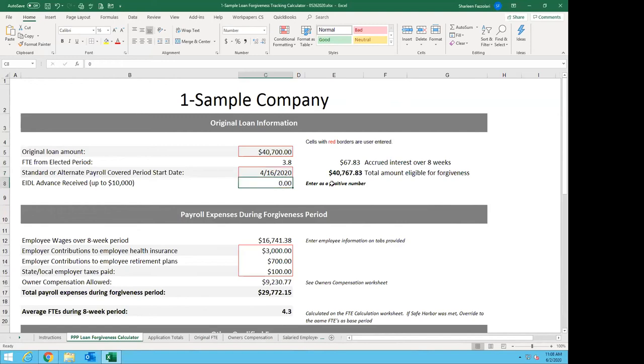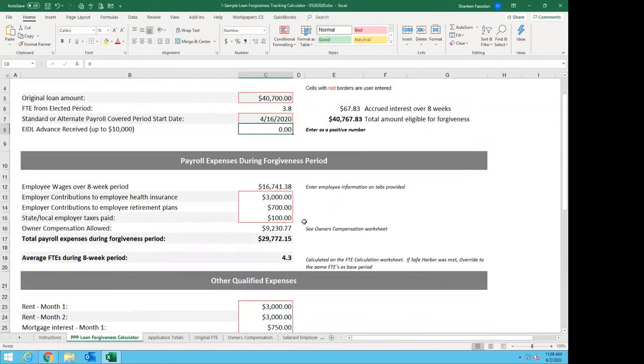Here's where you can put in the economic disaster loan advance, if you got it. The calculator we have will reduce that back out of the forgiveness at the end. In the actual application, it just lists it at the top as an informational piece to the SBA, and they'll do the calculation on the back end. Then from all the calculations, it will pull in the wages over the 8-week period. Any items in red boxes are information that you'll fill in.